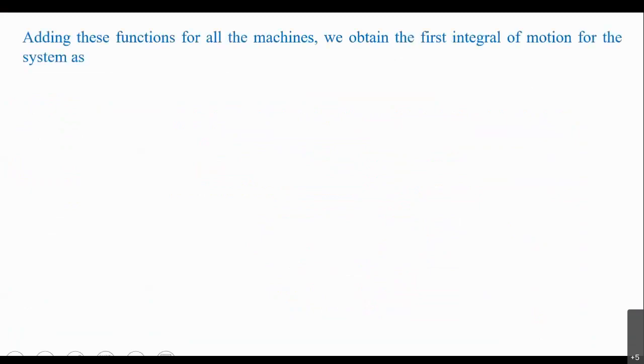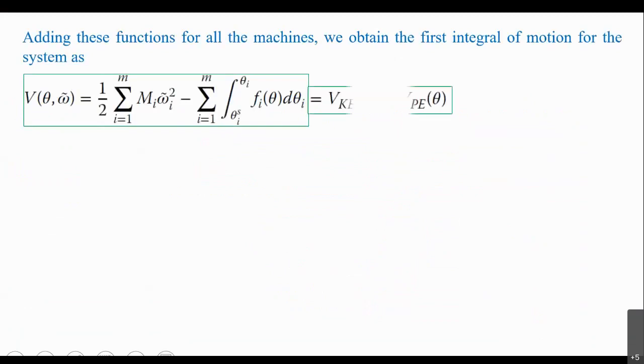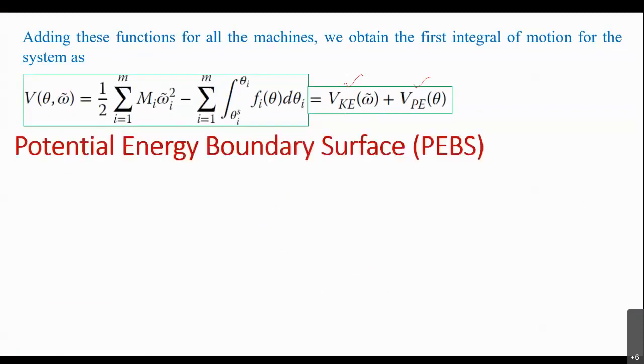Okay, last class we already did this. We discussed how we can derive the generalized energy function, and in that we segregated the kinetic energy and the potential energy into two components, and we discussed the potential energy boundary surface a little bit.